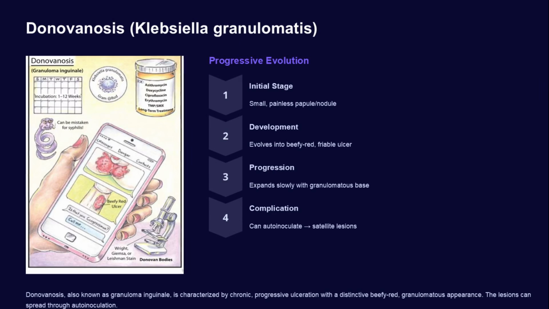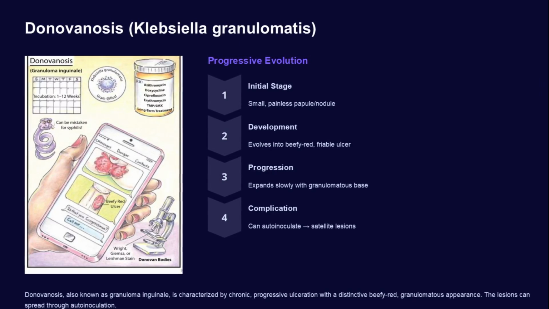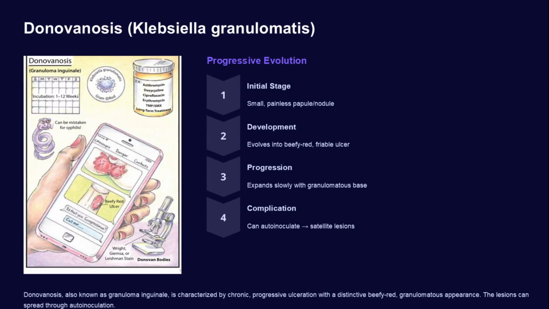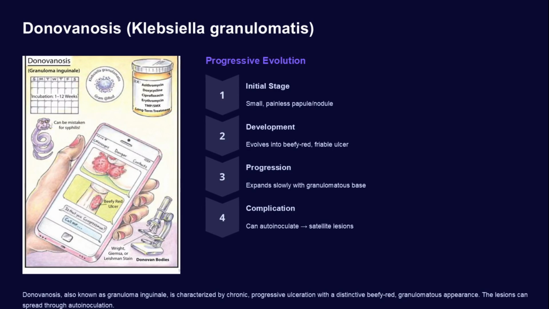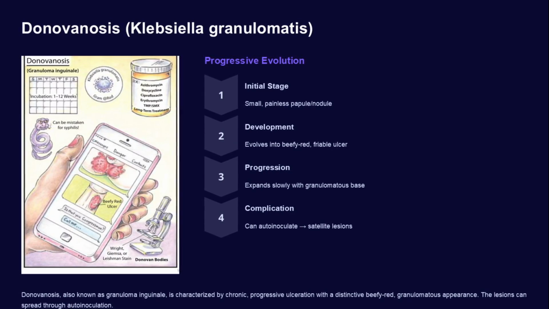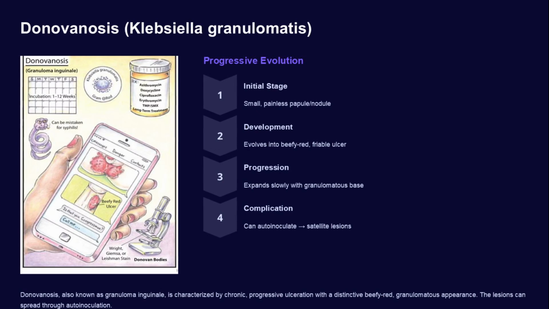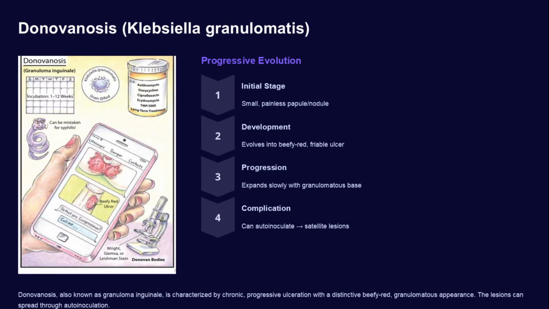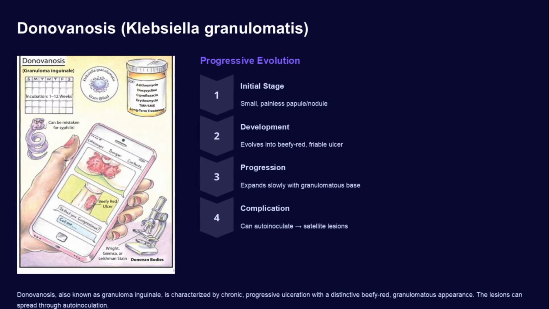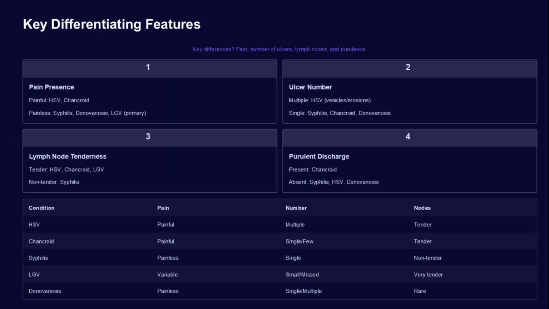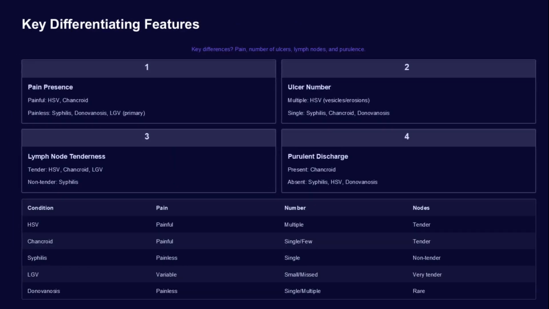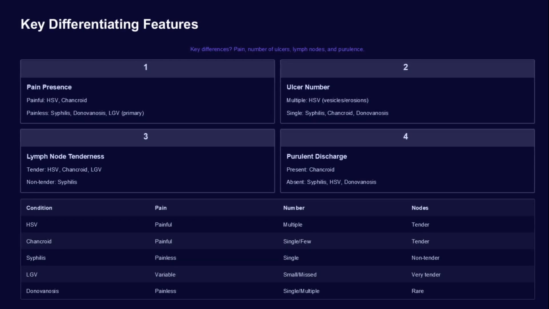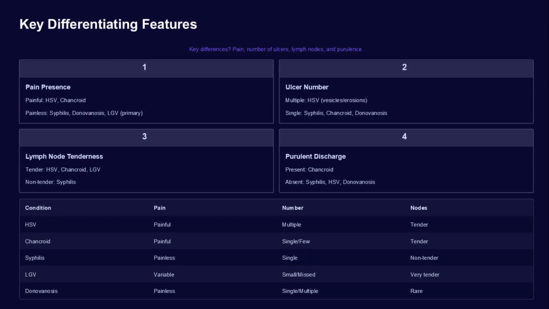Donovanosis, also known as granuloma inguinale, is characterized by chronic, progressive ulceration with a distinctive beefy red, granulomatous appearance. The lesions can spread through auto-inoculation, evolving from a small, painless papule to a beefy red friable ulcer, and may develop satellite lesions. Key differences in genital ulcers include pain, number of ulcers, lymph nodes, and purulence.